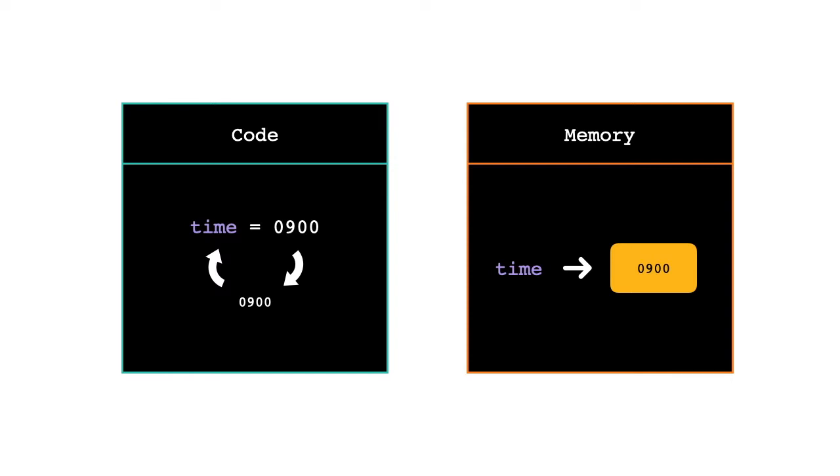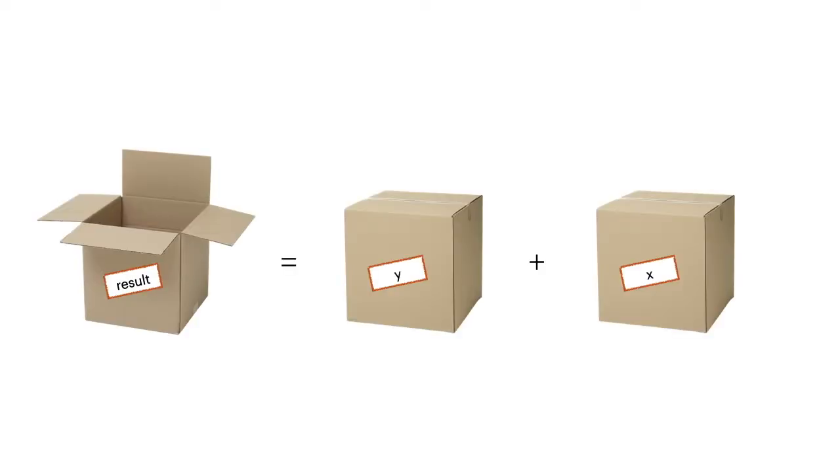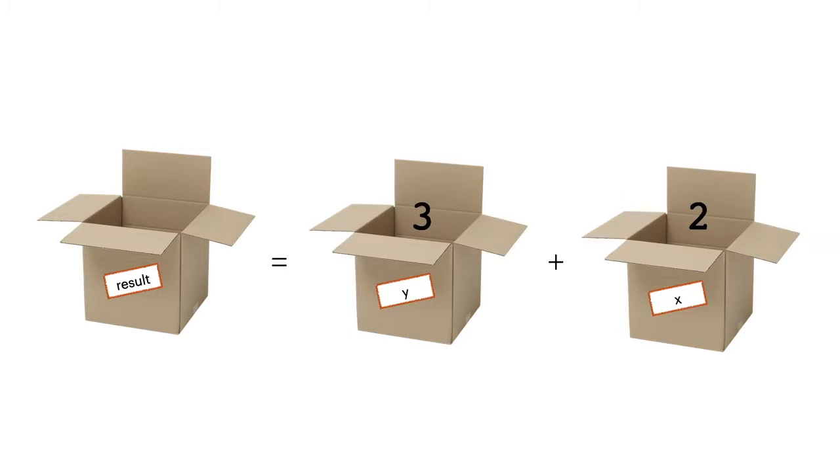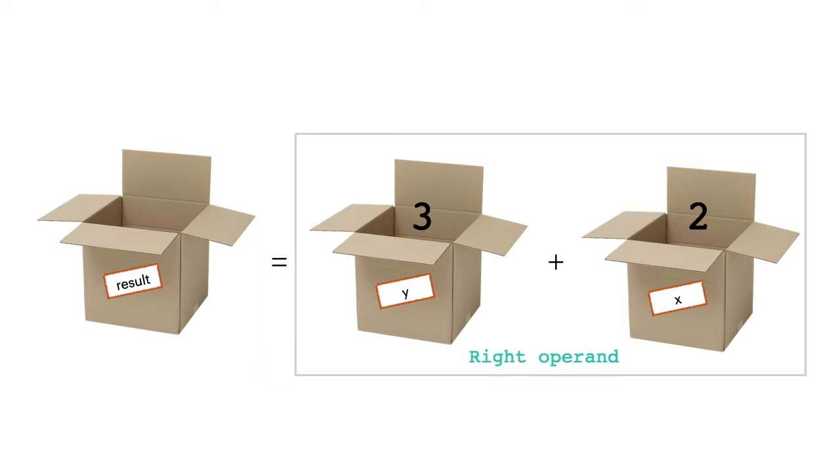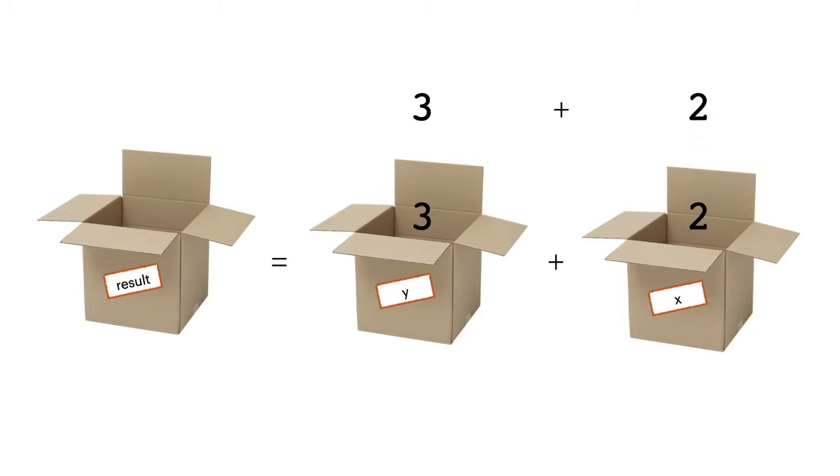Now we can do some maths. We can declare a new variable called result, which will contain our calculation. This variable will be assigned the computed value of y plus x, or x plus y. If you recall from the first video, the basic assignment operator, which is the equal symbol, assigns a value to its left operand based on the value of its right operand. The values of x and y are computed, and then the result, which is 5, is assigned to the left operand. The box named result now contains 5.